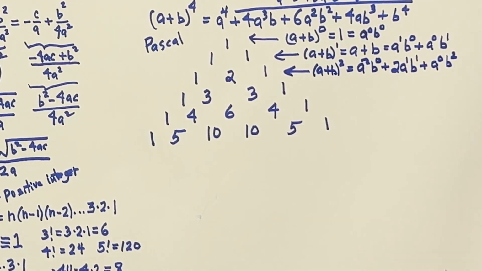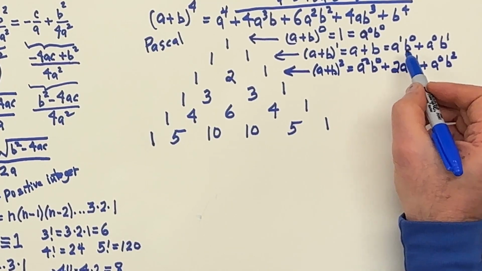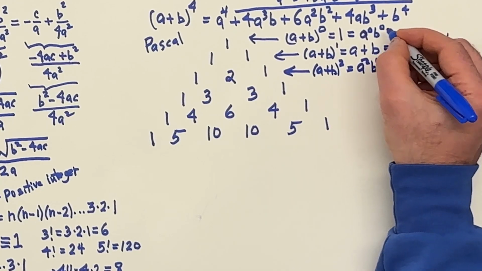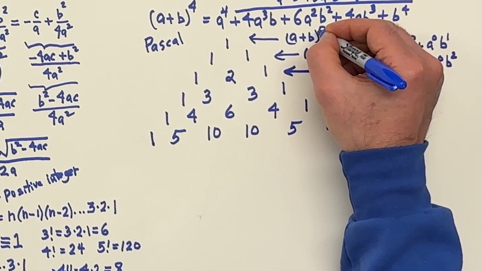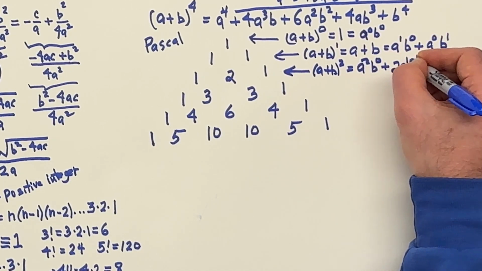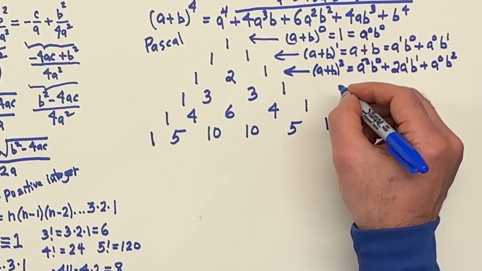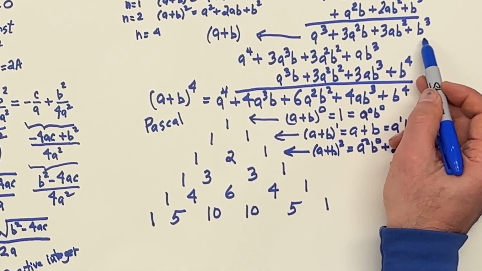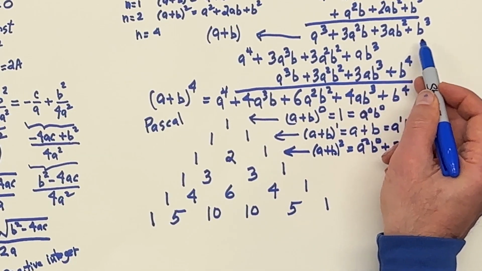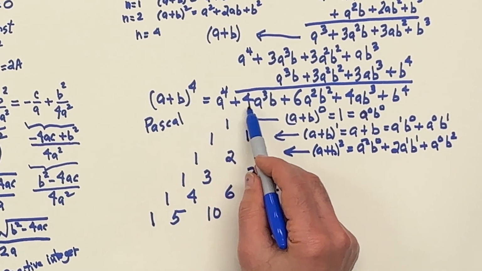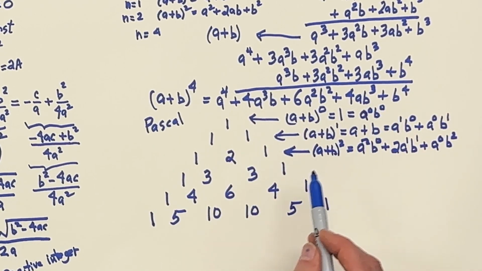So it's kind of interesting how the powers, the exponents, here add up to 0. 0 plus 0 is 0. 1 plus 0 is 1. And then 2 plus 0, or 1 plus 1, that's 2. And this one here is the one we found up there: 1, 3, 3, 1. And this one here, 1, 4, 6, 4, 1.